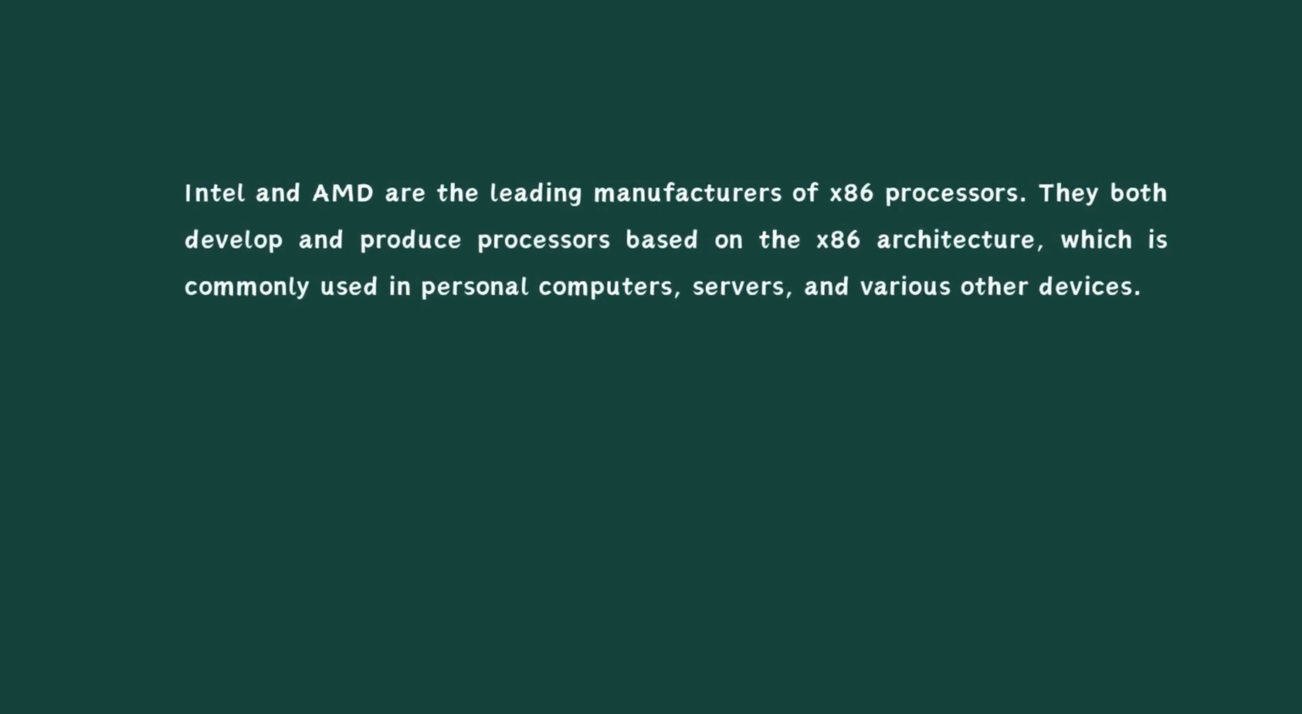Intel and AMD are the leading manufacturers of x86 processors. They both develop and produce processors based on the x86 architecture, which is commonly used in personal computers, servers, and various other devices.